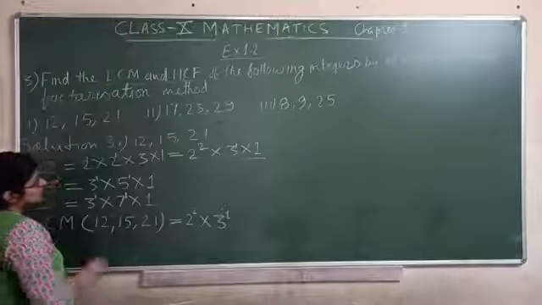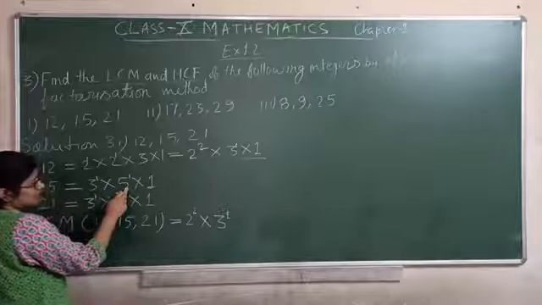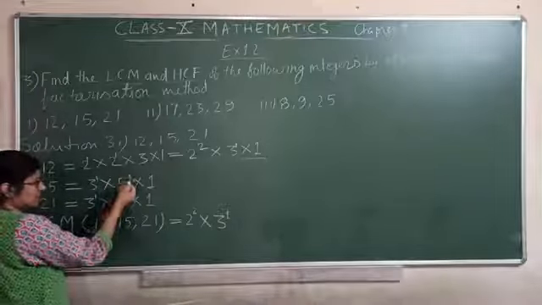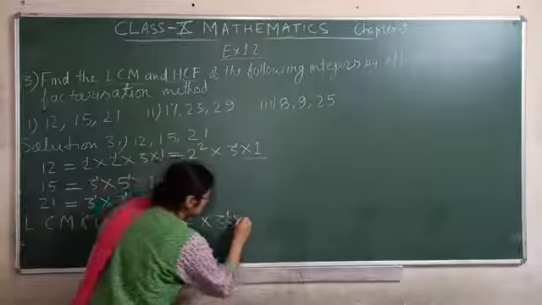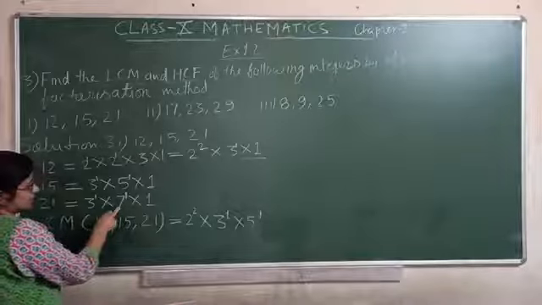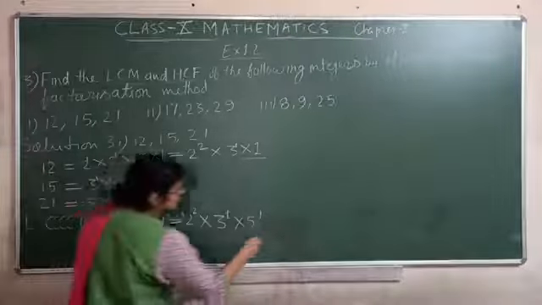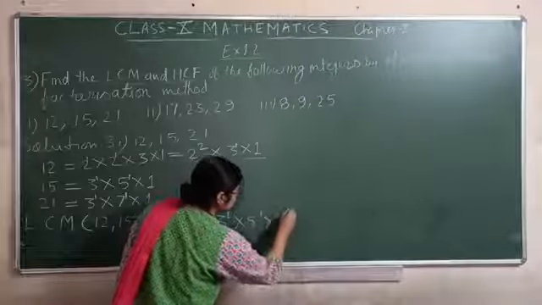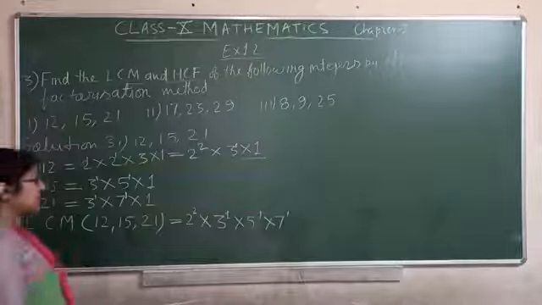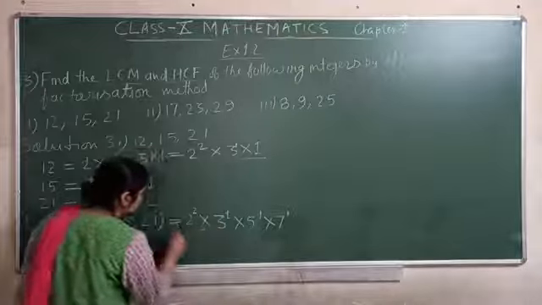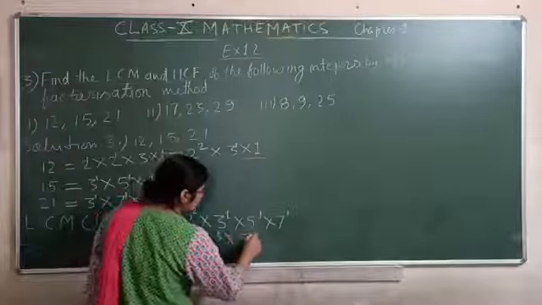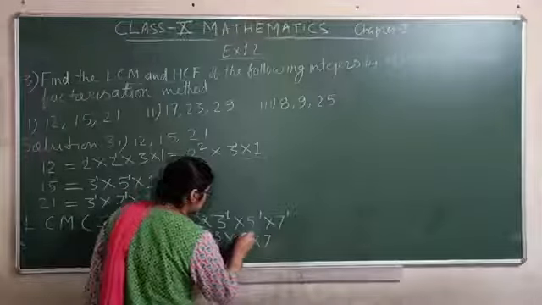After that, 5. Only one 5 here. 5 raised to the power 1. And after that 7. 7 also has single power here, 7 raised to the power 1. Or simply you can write it like that also: 2 squared into 3 into 5 into 7.